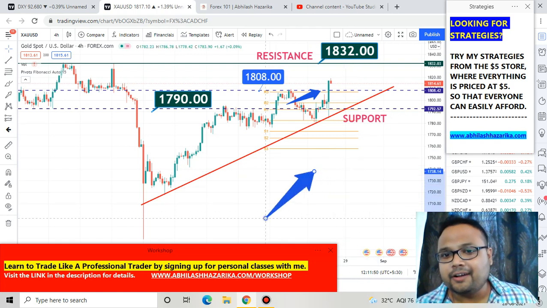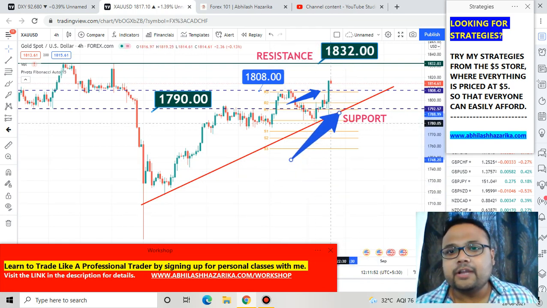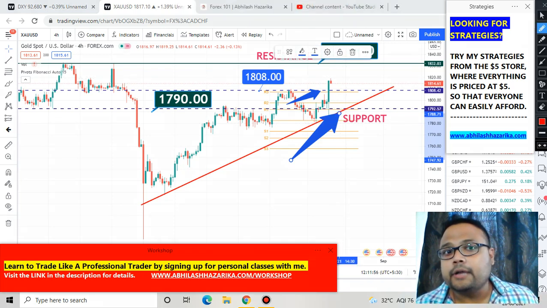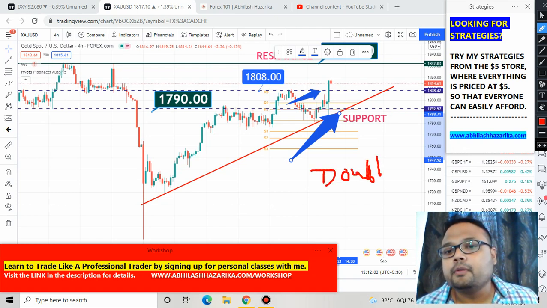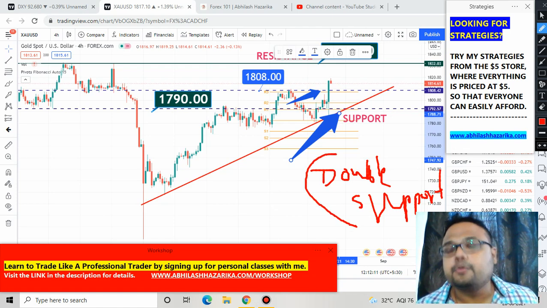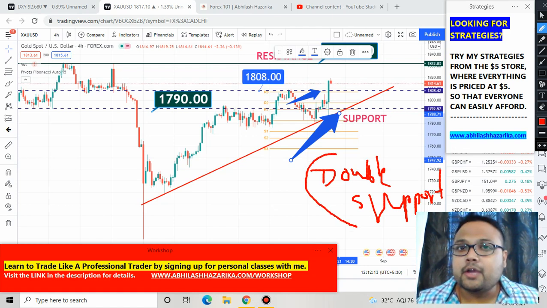Sorry about the arrow. Your next best trading opportunity will be at this level, when the market takes support at the 1790 level as well as the trend line, because the market has got double support here. So when the market takes support at 1790 as well as the trend line, at the double support, that will be your next best trading opportunity.